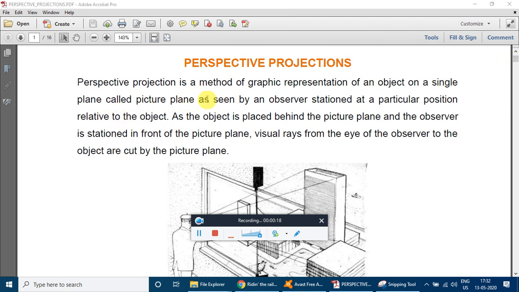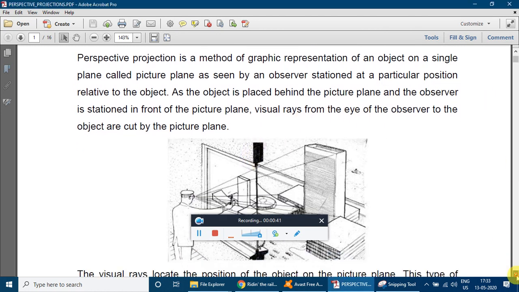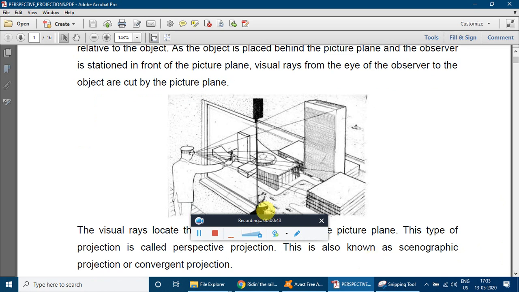Perspective projection is a method of graphic representation of an object on a single plane called the picture plane, as seen by the observer stationed at a particular position relative to the object. So I would like to emphasize this word, particular position, right? First we'll start from the colloquial understanding, and then we can get into the in-depth knowledge. You can see this diagram.